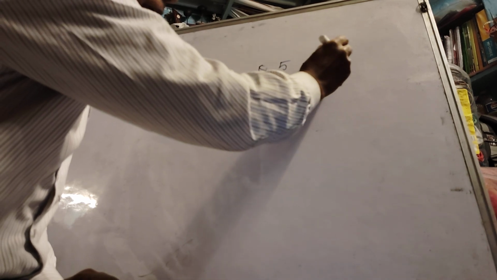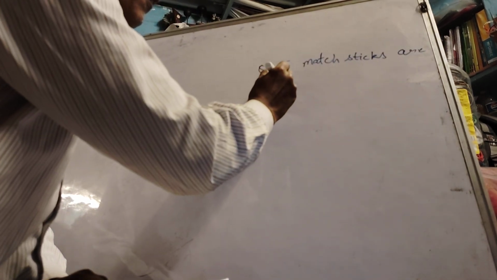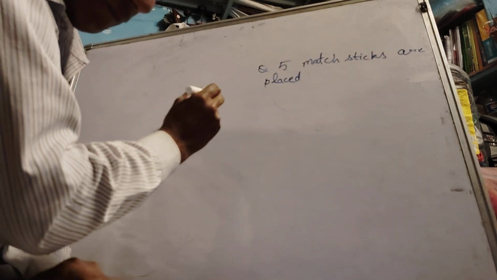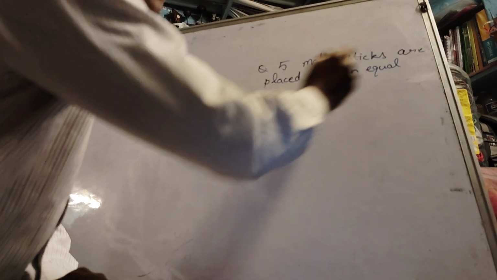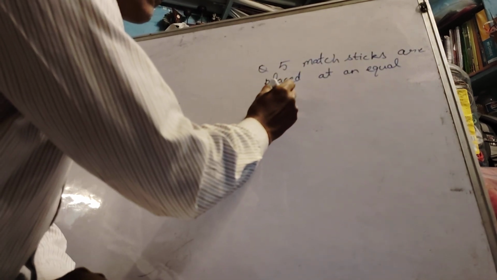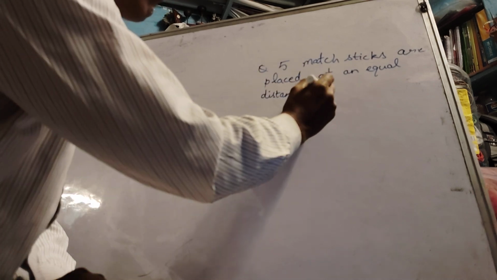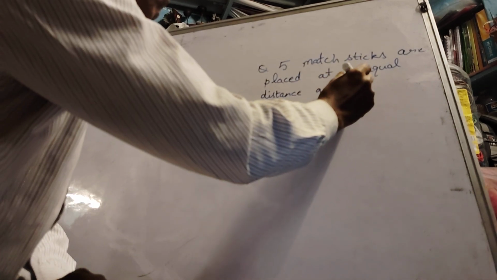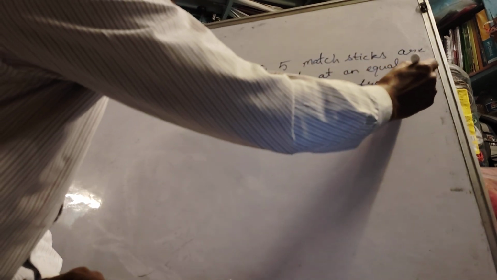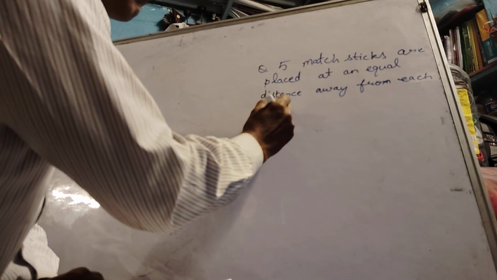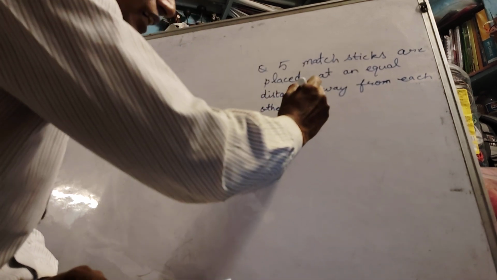Next question is: five matchsticks are placed at an equal distance away from each other. How many intervals are there?